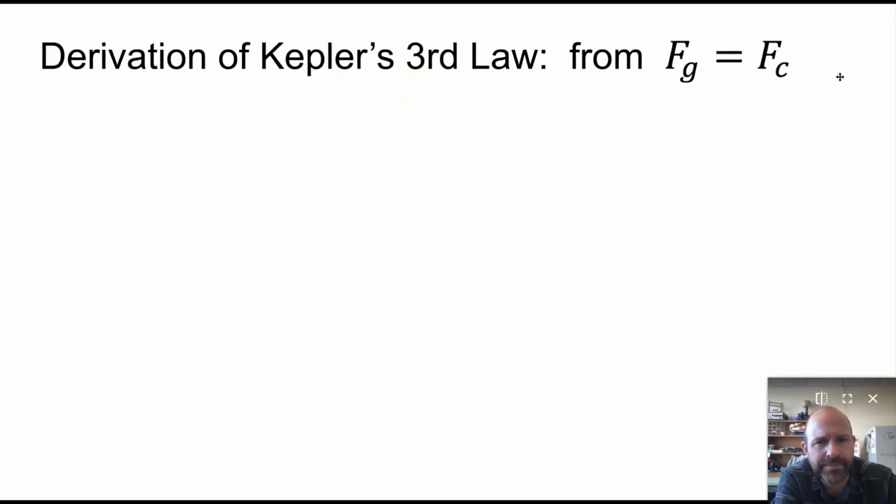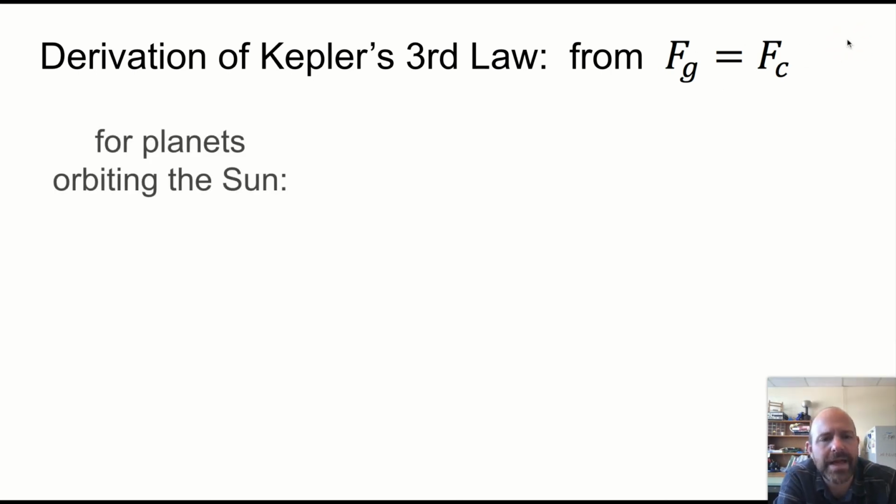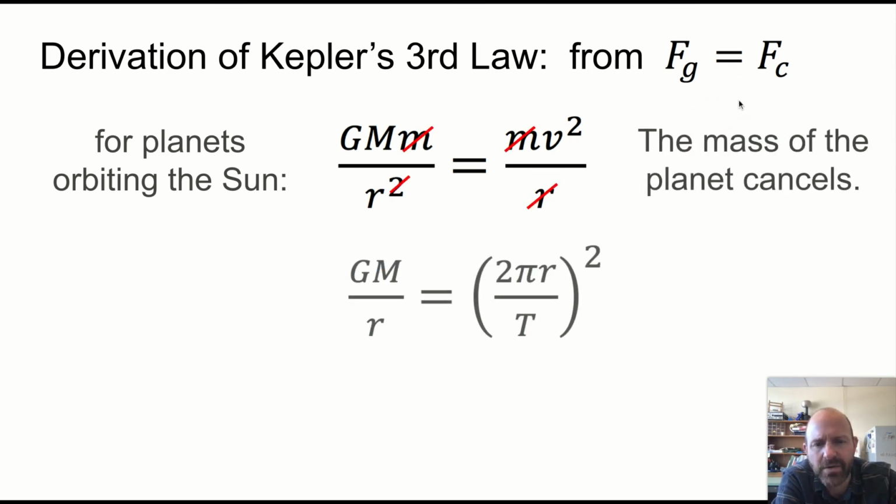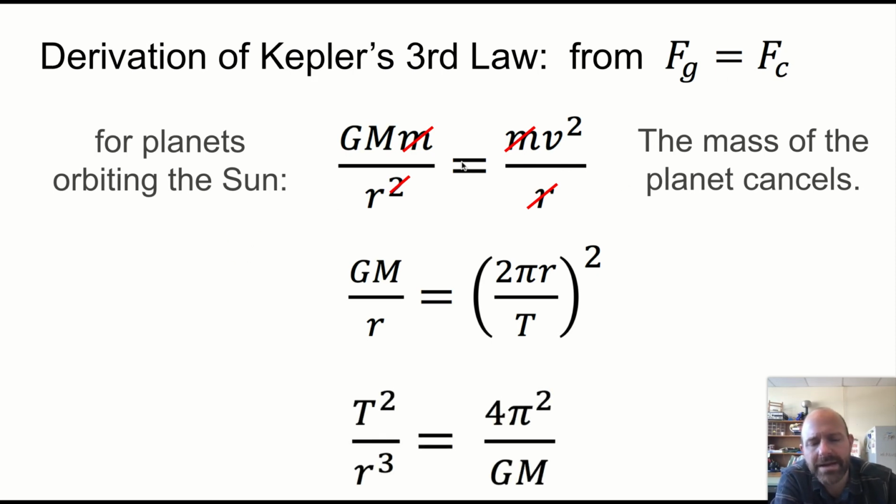So here's how it goes. If you start with the basic idea that for anything orbiting the sun, we've got G times the mass of the sun times the mass of the planet divided by r squared, which equals mv squared over r. We cancel those pieces out. We end up substituting in for v with 2 pi r over the period. We end up with period squared over orbital radius cubed is 4 pi squared over GM, a constant for our solar system.